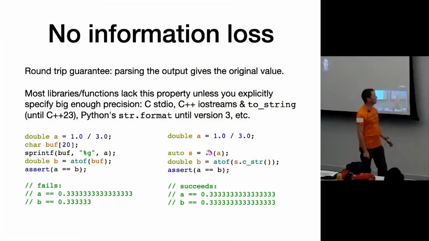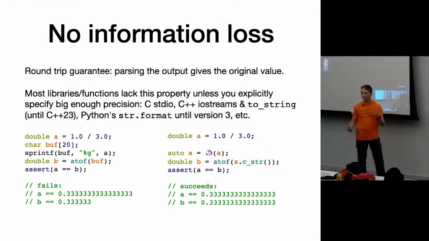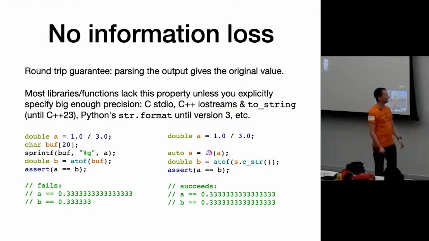No information loss. Basically, we want round trip. You output, you parse it back, and get the same result. I love this nice property. But amazingly, most libraries lack this property unless you explicitly say you want big precision and specify exactly what precision should be there. For example, iostreams, C++ to_string until C++23, you are welcome, fixed the string. Python's str format until version 3. So all of them lack this basic round trip property.